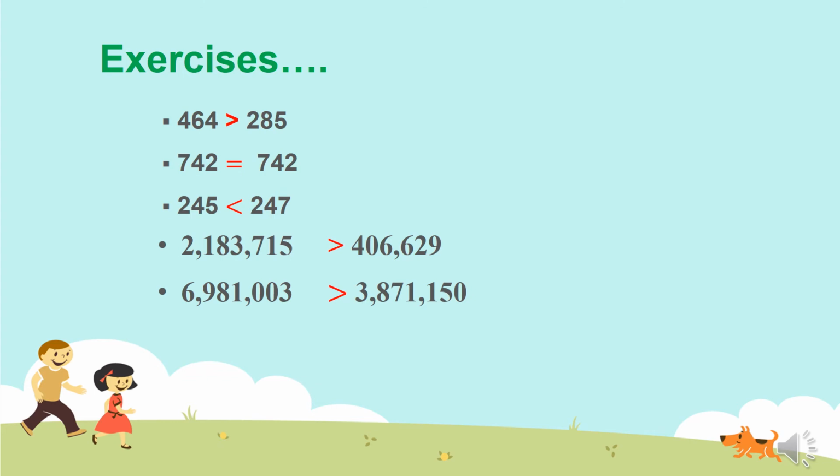Let's take an example. There are two numbers given, 464 and 285. Which number has the digit in the greatest place value? It is 4, right? Then 464 is greater than 285. The other exercises you should try by yourself.